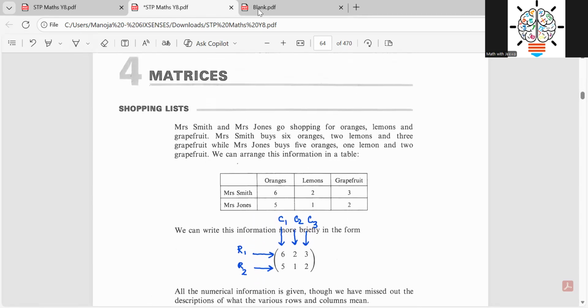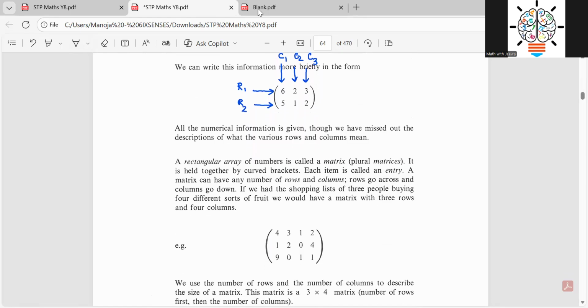Now you want to make a note in your theory book. You write down the main topic in pink color. First you put the date and write the main topic, matrices, the plural word of matrix. Then here they have explained that a rectangular array of numbers is called a matrix. The plural word is matrices. It is held together by curved brackets. Each item you can see inside this matrix, we name it an entry.